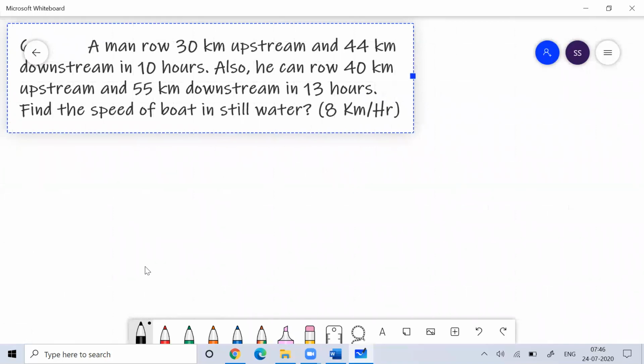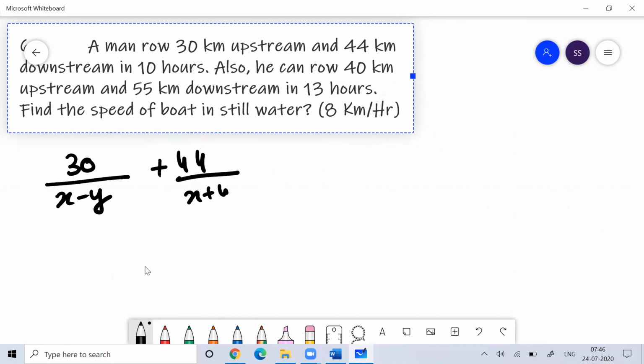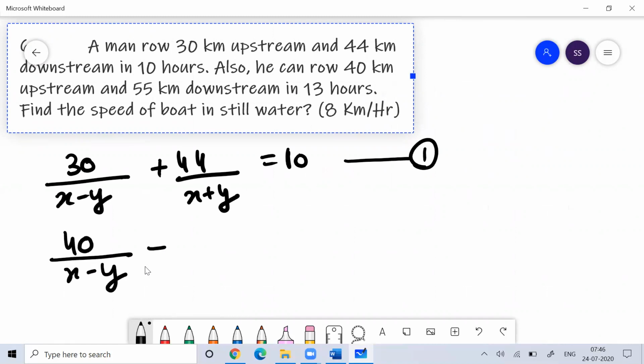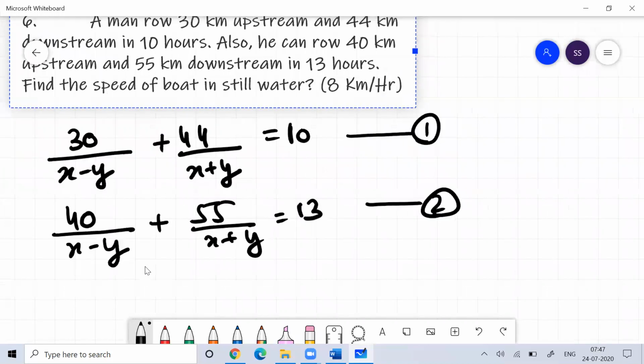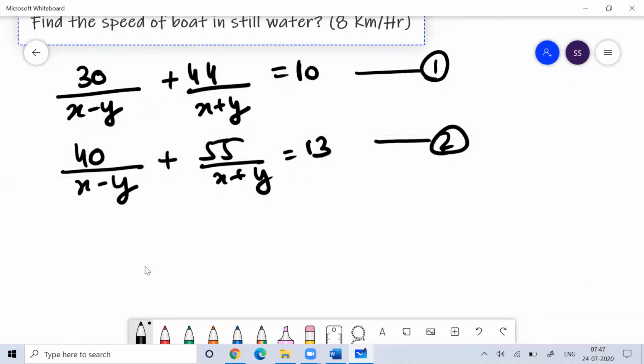So you can see a man can row 30 kilometer upstream and 44 kilometer downstream in 10 hours. This is equation 1. And also he can row 40 kilometer upstream and 55 kilometer downstream in 13 hours. This is equation 2. So find the speed of boat. So you have to solve these two equations.